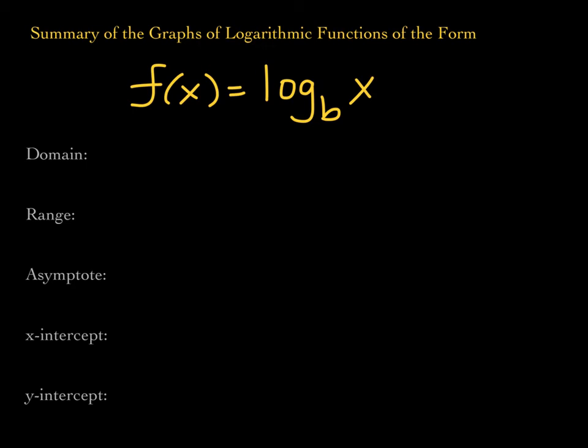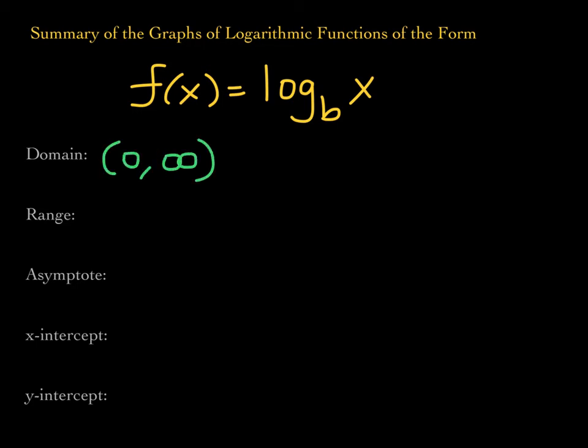All right, let's make a summary of the graphs of log functions of the form f of x is equal to log base b of x. We did something like this for our exponential functions. First things first, domain. Remember, the domain is a set of your x values, and for a log function, x is your argument. And in the definition, they said x has to be positive. The argument has to be positive. So that must mean the domain is a set of all of your positive values for x.